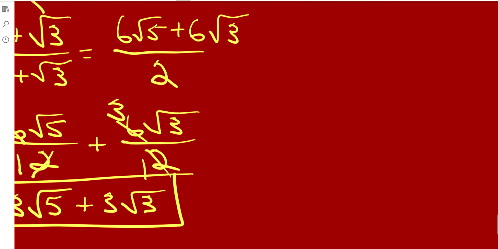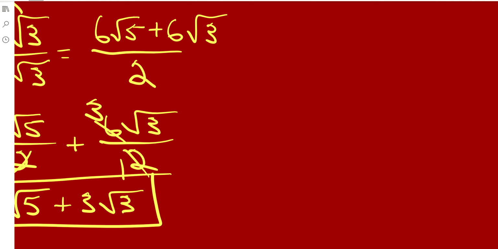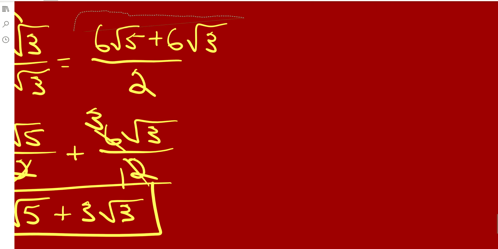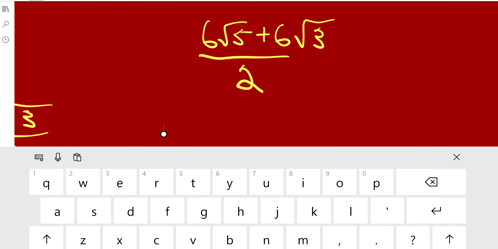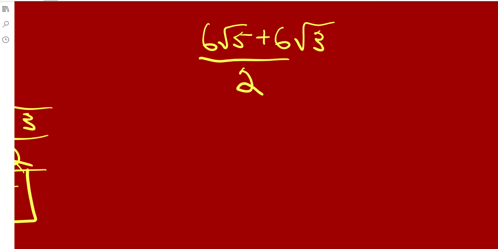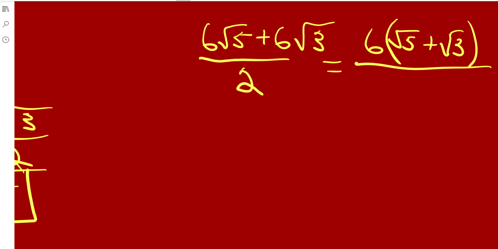Let's see here if I can dig this out. If I start from here and do that same deal that I just did a moment ago, then I could factor out the 6 from this numerator. If I did, I'd take the 6 out and I would put back the square root of 5 plus the square root of 3. And that would all be over 2.